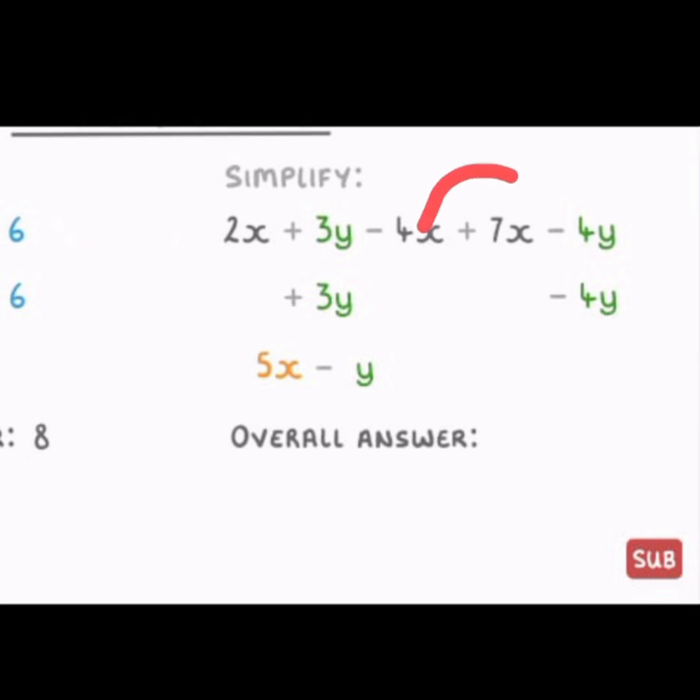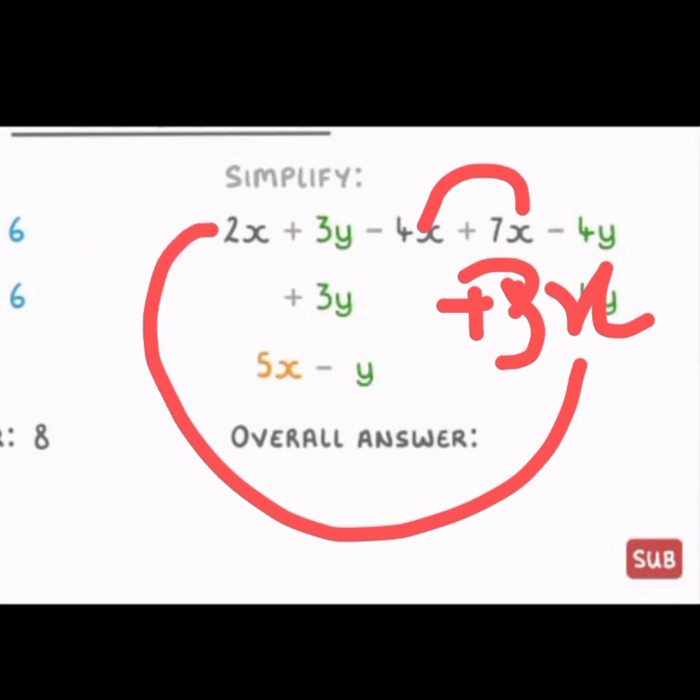Minus 4x and 7x, what is the answer of both terms? Plus 3x. And this plus 3x will be solved with the 2x. Positive 3x and positive 2x both have the same sign, so they both will be added. Plus 3x and 2x will be added and we get plus 5x. So overall, all the x terms are added, and after addition and subtraction we get 5x. All the x terms will be added or subtracted according to their sign. So we got 5x minus y, the final answer.